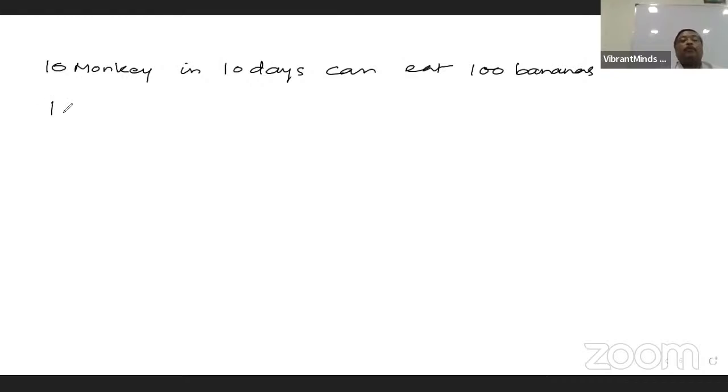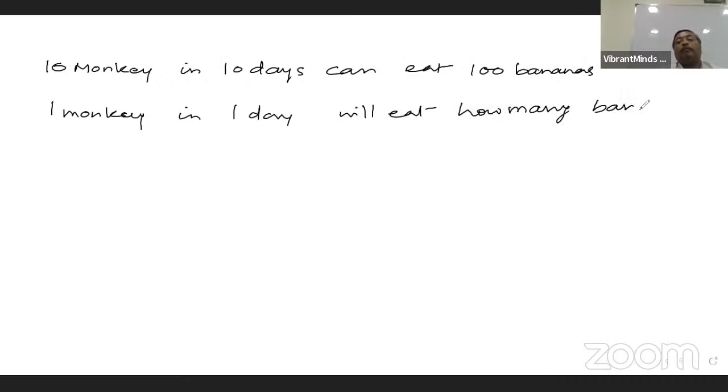And it is: 10 monkeys in 10 days can eat 100 bananas. So one monkey in one day will eat how many bananas? Clear?